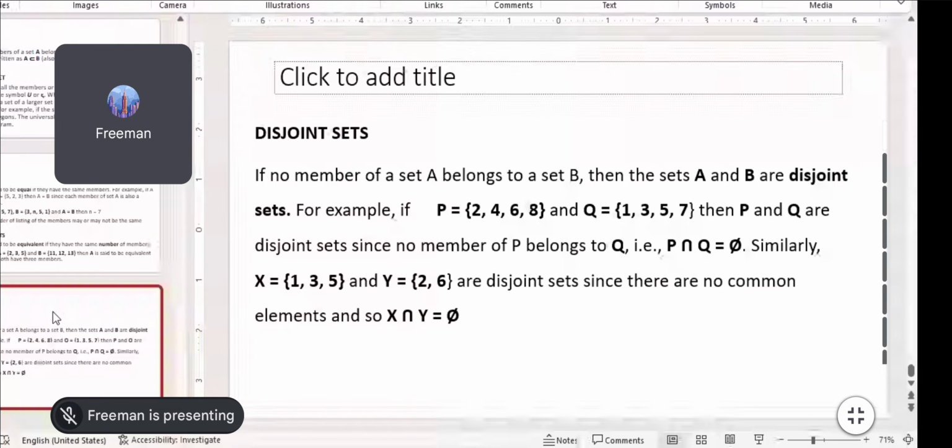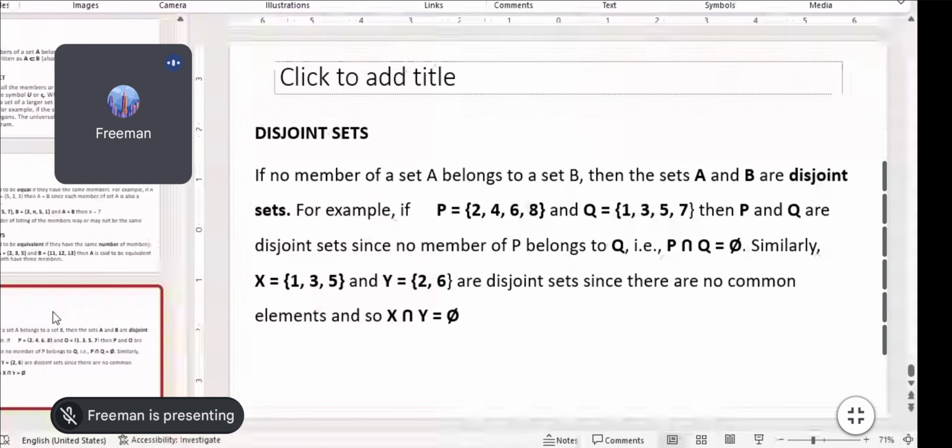Disjoint sets. We should have talked about intersection before we talk about disjoint, but that is fine. If you have two sets, A and B, such that they don't have anything in common, there is nothing in A that you can find in B, then the two sets are said to be disjoint. They have nothing in common, and their intersection is a null set, or an empty set. So that brings us to intersection. What is intersection?